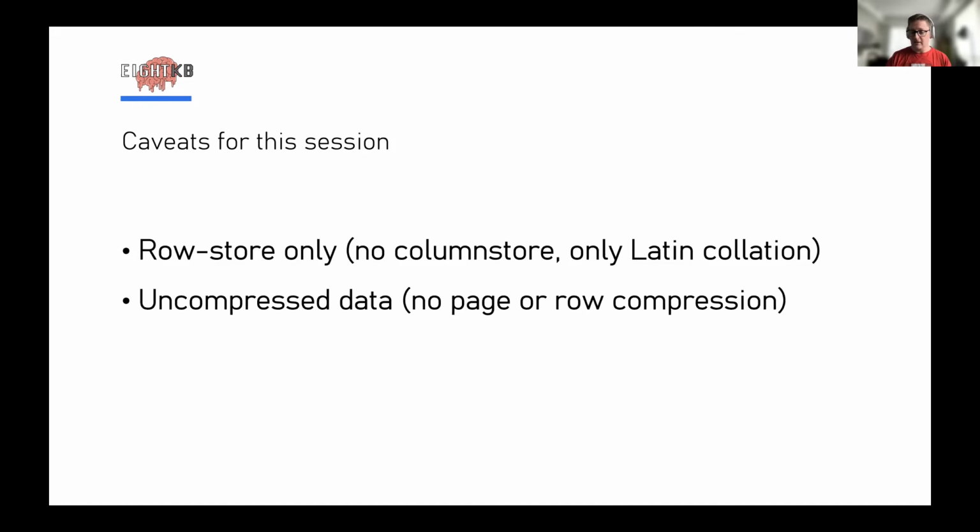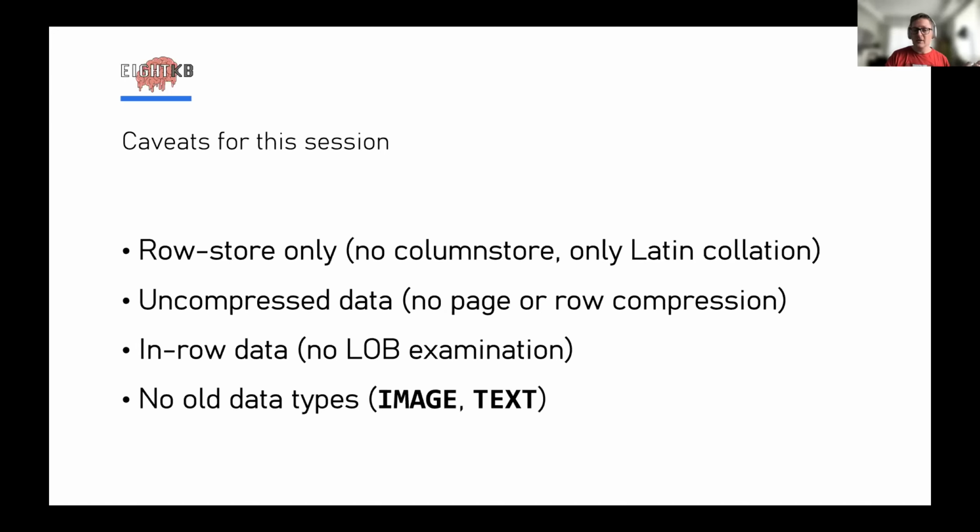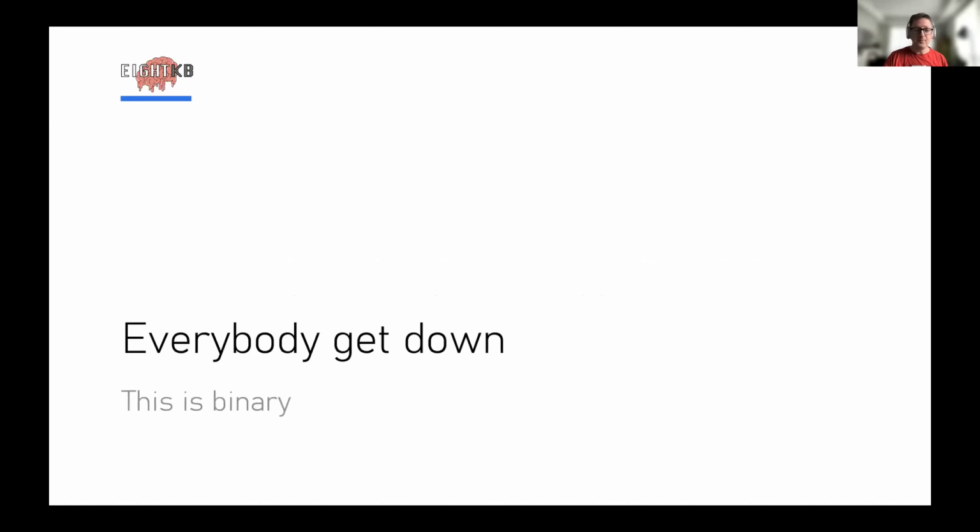Now, again, this is a lot to do with time, but also I haven't reverse engineered the compression algorithm yet. And once I get around to that, then maybe we can have some more content on my blog for that. We're not going to look at LOB, so off-row data and that kind of stuff, because we don't have time, and also because it's just boring, because it's just binary, right? We're going to look at in-row stuff. And we're not going to look at old data types like image and text, because they're obsolete. You shouldn't be using them. If you are using them, please don't.